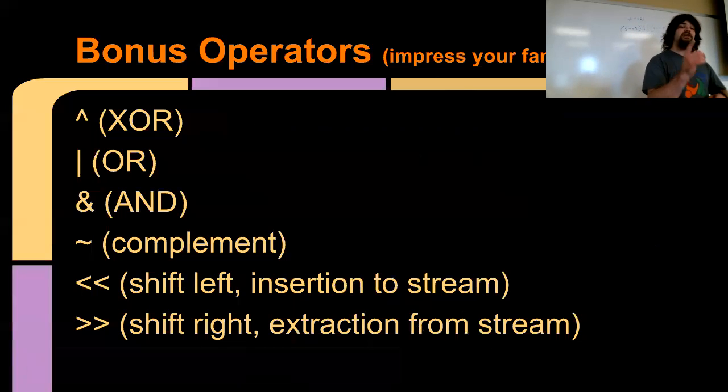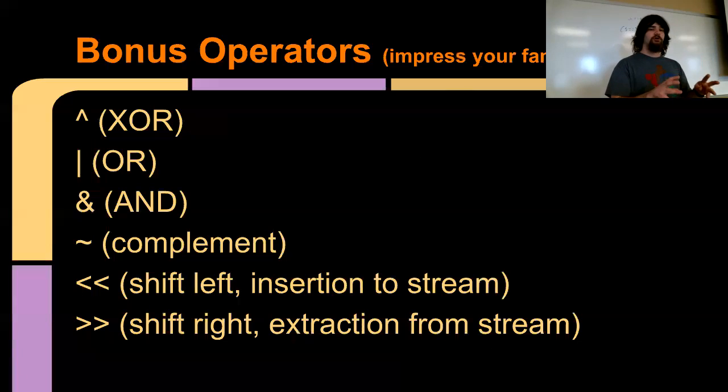So the first one is an XOR. That means exclusive OR, so only one thing can be true. Before, with the normal OR, both things could be true, and that's fine. XOR means that only one can be true for the whole thing to be true. If they're both false, it's still false. But if they're both true, it's also false. So one thing has to be true, and that's it.